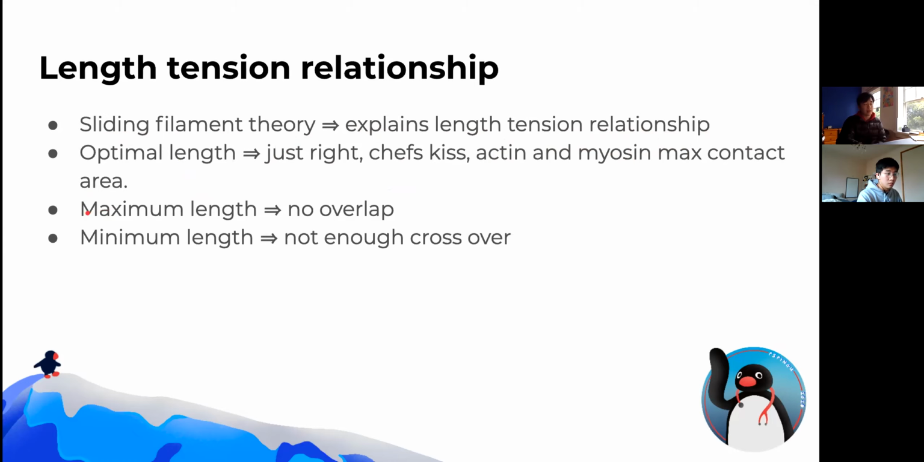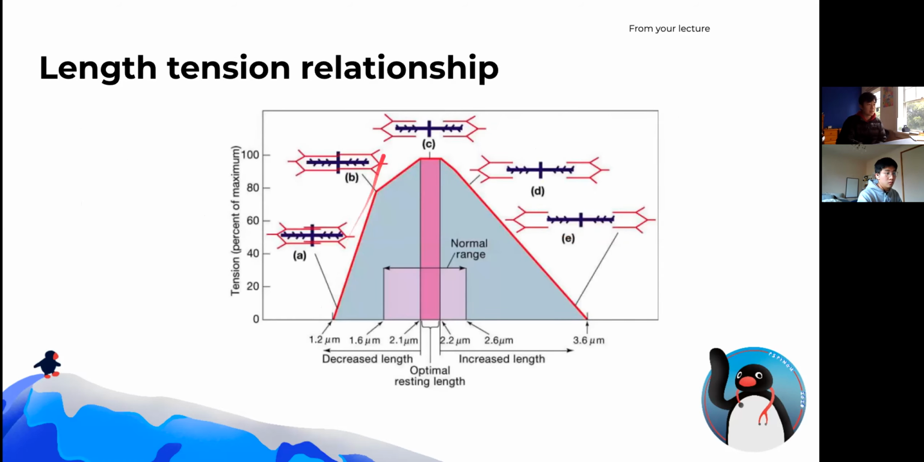Whereas at maximum length, there is no overlap, so what's the point of that? And at minimum length there's not enough crossover, so there's not enough tension produced, and you don't have enough potential. And this diagram is directly from your lecture, and this entire diagram illustrates the idea of that.